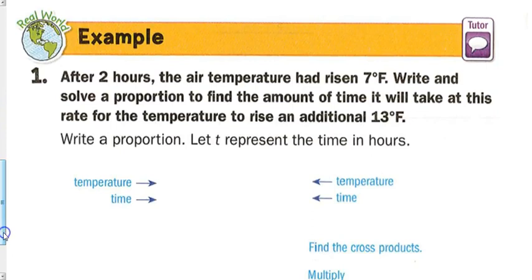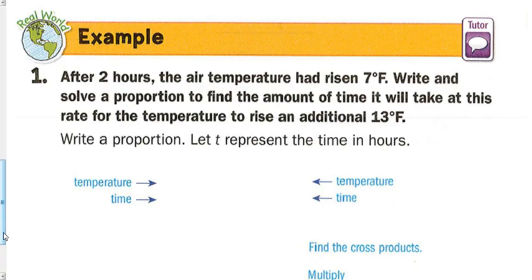So let's look down here at example 1 and see what we are going to do with this. It says after 2 hours, the air temperature has risen 7 degrees Fahrenheit. Write and solve a proportion to find the amount of time it will take at this rate for the temperature to rise an additional 13 degrees Fahrenheit. Okay, so we're going to write a proportion.